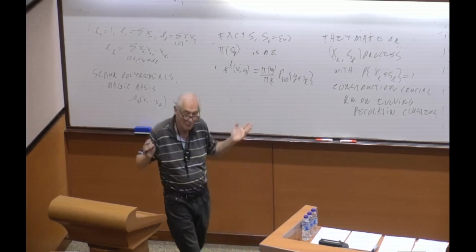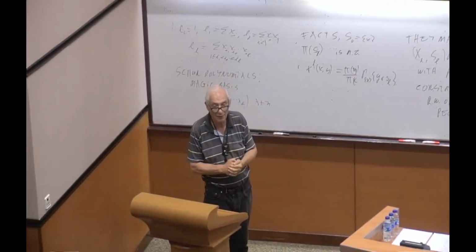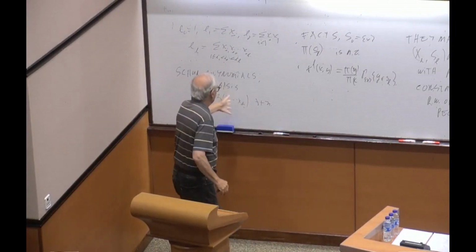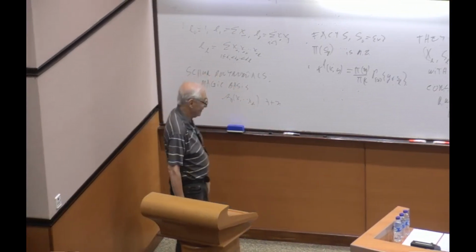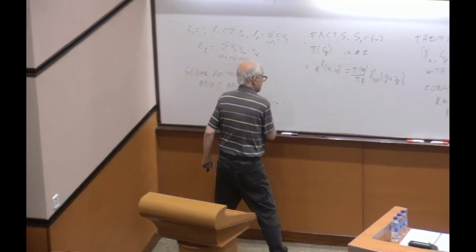They're given by a determinant formula. They're given by a sum over Young tableaux. And so that's another basis, and that's going to be important for us.